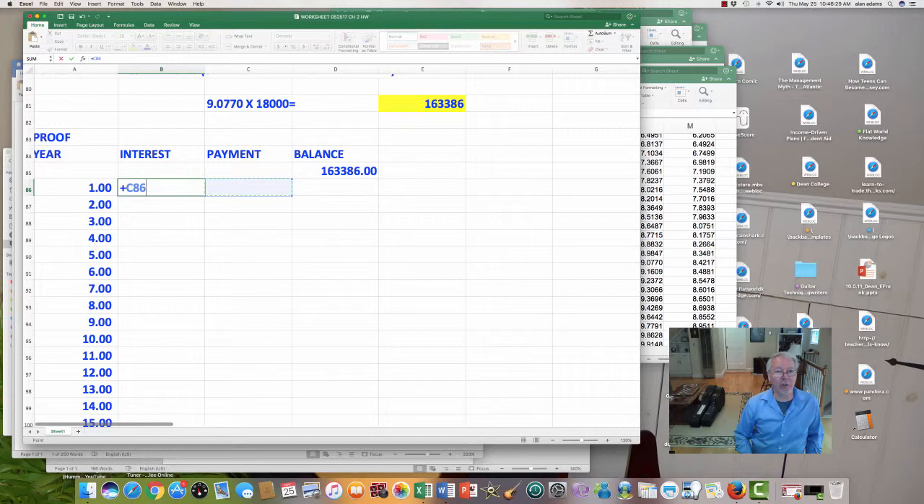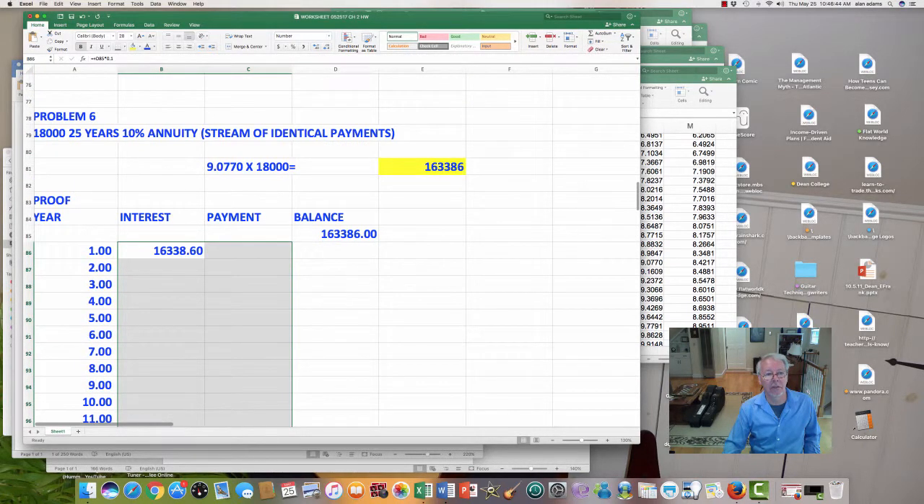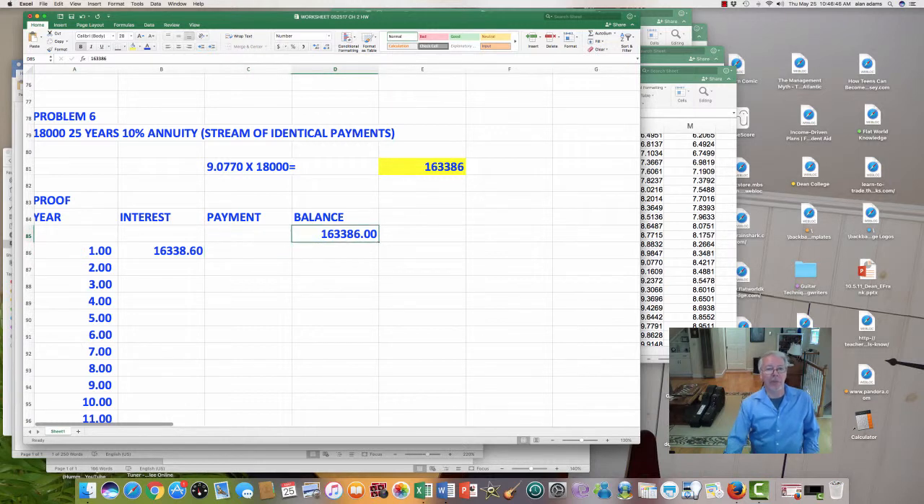So, in the first year before Bill takes any payments, if he had that 163,386 today, it would earn him 10% more. It would be worth a little bit more money. Okay? So let me put 2 decimal places on this. Just like that. Okay, so his 163,386 will grow in the first year to like $176,000. Then Bill takes a payment out of 18 grand. Okay?